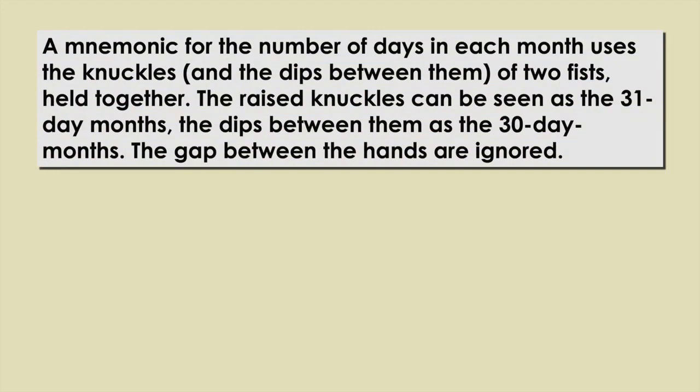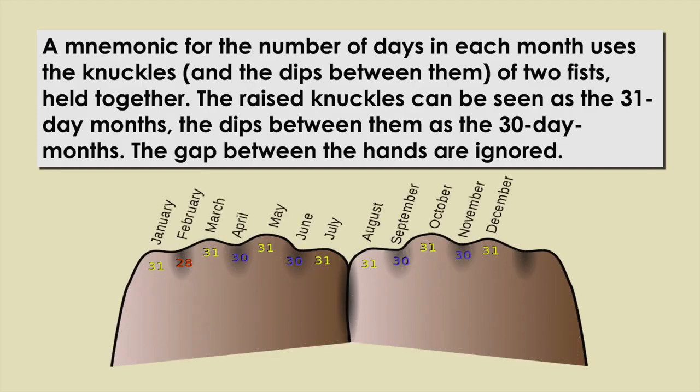A mnemonic for the number of days in each month uses the knuckles and the dips between them of two fists held together. The raised knuckles can be seen as the 31-day months, the dips between them as the 30-day months. The gaps between the hands are ignored.